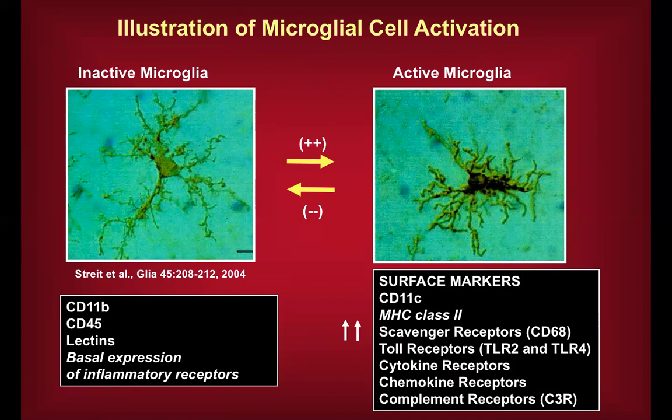This is where you're going to see induction of a lot of different things like scavenger receptors. Some of you may have seen CD68 before, toll-like receptors, chemokines, complement, really can become more enhanced in an active profile.